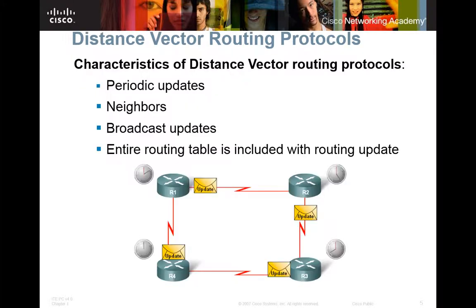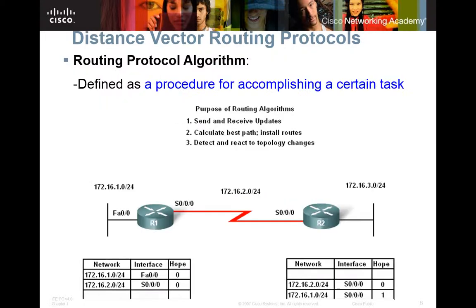Okay, they have periodic updates, which you can set the timing on. You have neighbors, which will be like CDP neighbors. Broadcast updates, where it sends updates and just shoots that routing table all the way around. Okay? That's really all distance vector does.